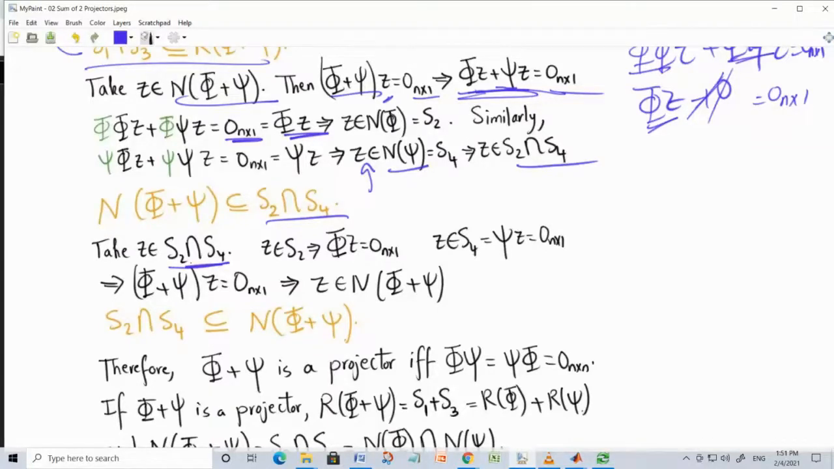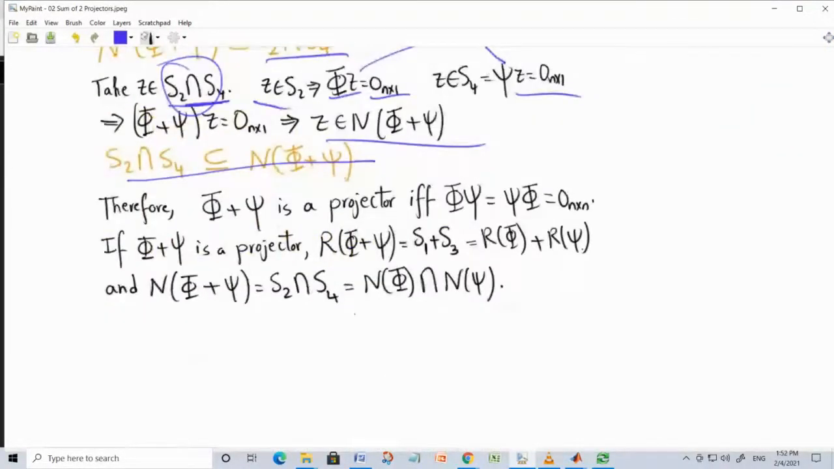If it's in the intersection, then it is in S2 and it is in S4. If it is in S2, then phi z is equal to 0 because S2 is the null space of phi. And if it is in S4, then psi z is equal to 0. You sum these two equations and you get that phi plus psi multiplied by z is equal to the all zero vector. And so it means that z is in the null space of phi plus psi. So you start with a vector in S2 intersection S4, you end up with a vector living in the null space of phi plus psi. So we have the other inclusion.